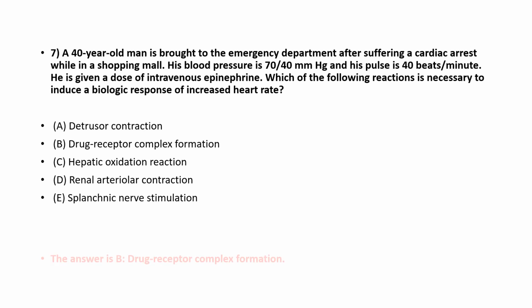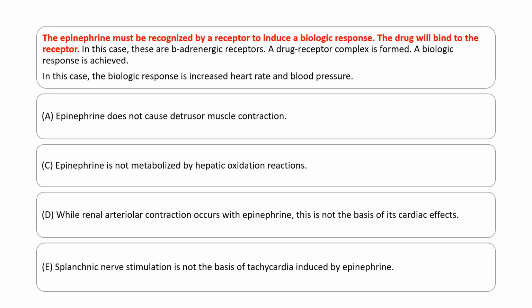So here the correct answer is option B, that is drug receptor complex formation. The epinephrine must be recognized by a receptor to induce a biologic response. The drug will bind to the receptor. So in this case, these are the beta adrenergic receptors. A drug receptor complex is formed and hence a biologic response is achieved. So here in this patient, the biologic response is increased heart rate and blood pressure.